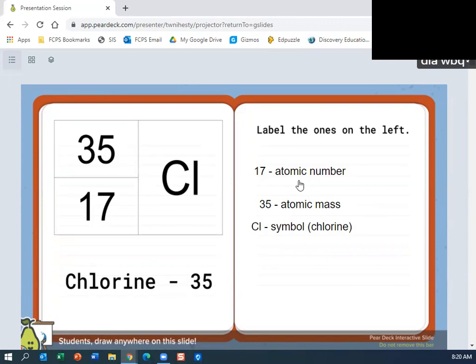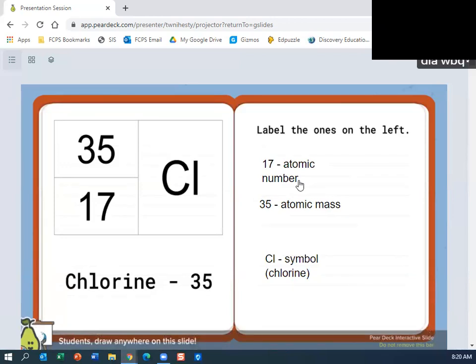Now here's the thing, 35. Did you guys get atomic mass or something else? I got atomic mass. Anyone else? Mass number? It's actually mass number. If you remember from last time, atomic mass is in decimal. Mass number is in whole numbers. If you don't remember that, that's fine. But remember, mass number is always proton plus neutron. And this 35 represents the mass number.